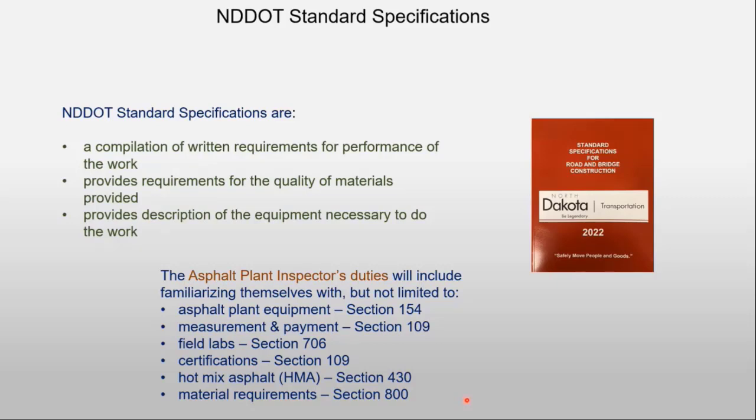As an asphalt plant inspector, I would recommend that you familiarize yourself with all the areas that pertain to HMA pavement. Some of those sections would be section 154, which is the equipment section, and section 109 and section 706 is field labs, and certifications is 109. The general hot mix asphalt specification is section 430, and the material requirements are section 800. It would help for you to spend some time to read these sections, because basically everything that's done today is really in the standard specifications.